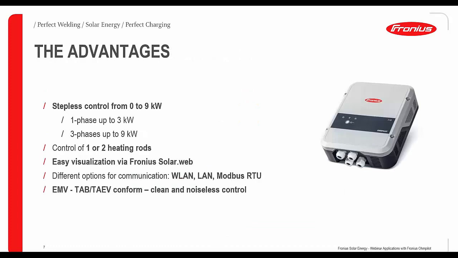So what are the advantages then by the Ohmpilot? On the one hand, of course, we have the stepless control from 0 to 9 kilowatt. So it can be either a one-phase heating rod up to 3 kilowatt or a three-phase up to 9 kilowatt. And we can control 1 or 2 heating rods with this product. And it's also very cool because we have an easy visualization over our online tool Fronius SolarWeb. We will take a look at that in the next slides then.